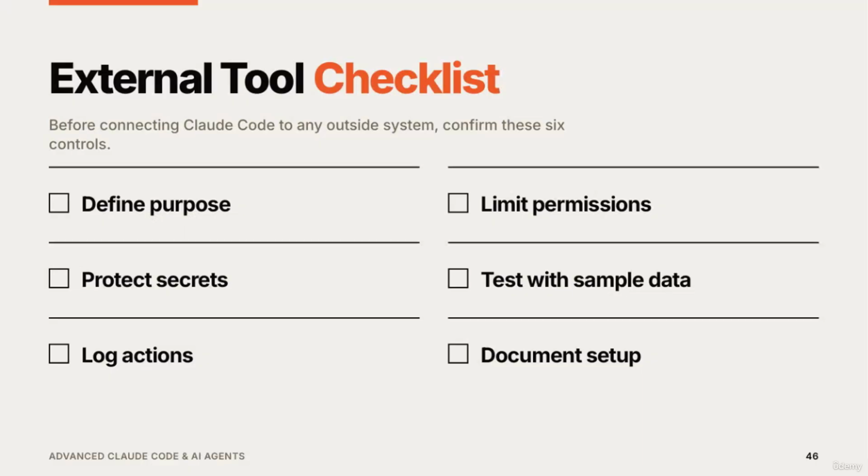Before connecting Claude Code to any external system, there are 6 critical controls we need to confirm to ensure security and functionality. First, define the purpose clearly. Understand exactly why you're making this connection and what you want to achieve. Next, limit permissions strictly. Only grant access necessary for the task to minimize risks. Protect secrets diligently by securing any sensitive information like API keys or credentials.